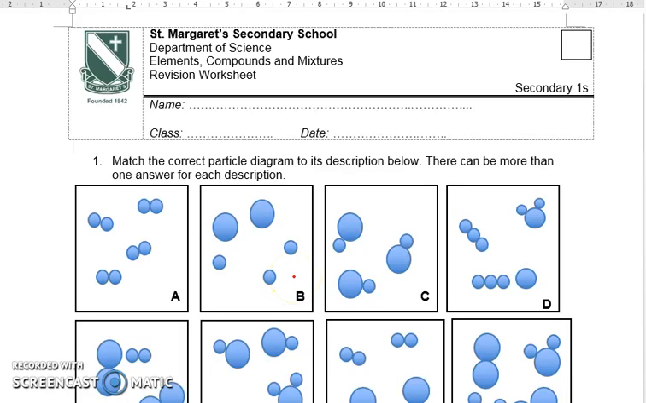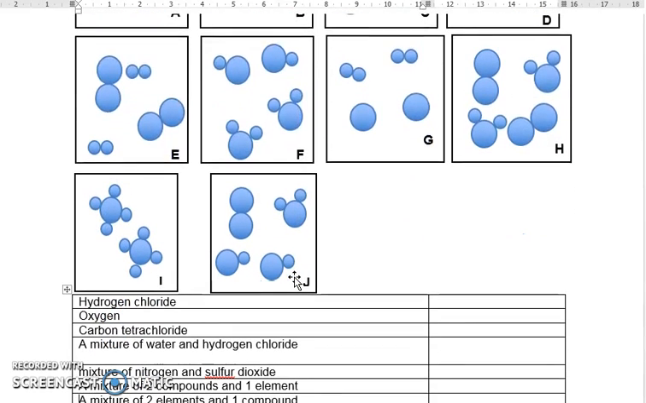Alright, so we're looking at the answers for the revision worksheet. So this would be question 1, 2, and 4. So if you look at the first question, we are looking at hydrogen chloride.